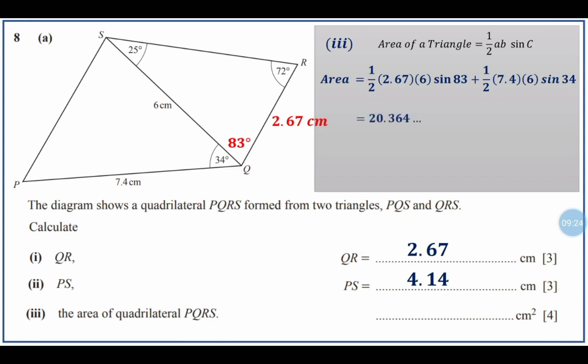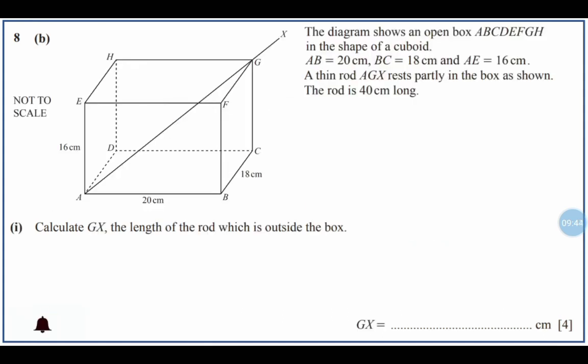But of course, again, you have to write your answer to 3 significant figures. So your final answer will become 20.4. So the area of the quadrilateral now is 20.4 centimeter squared. Okay, let's move on to question letter B.